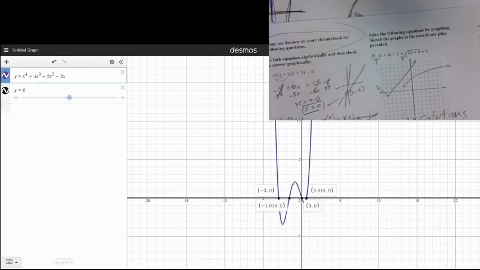So to solve them graphically, you graph y equals the left side of the equation, y equals the right side of the equation, and then you just see where they cross. Guys, that's the whole test.